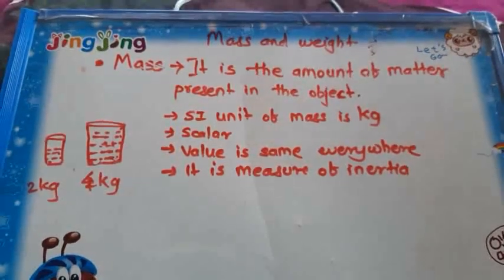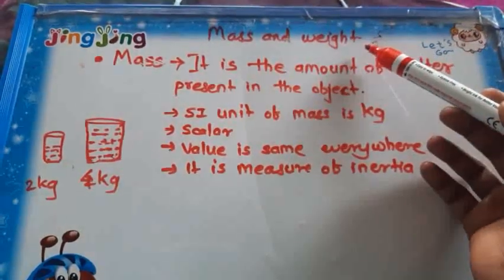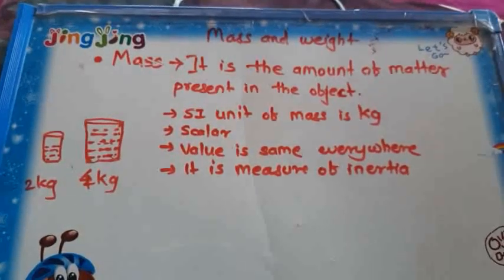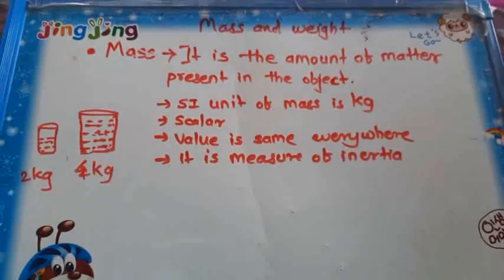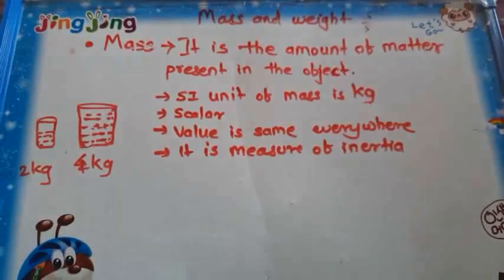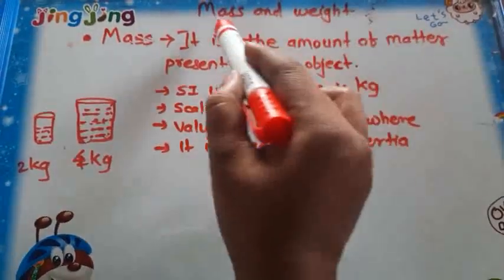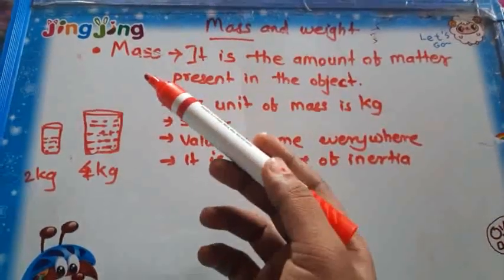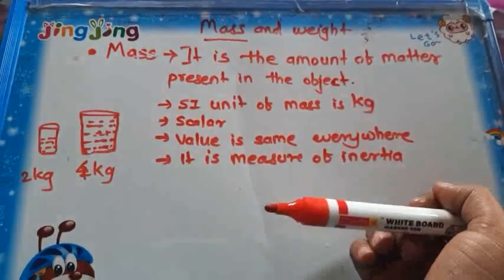So we will start today's session with the point mass and weight. What do you think? Mass and weight, are these both things the same? Answer is no. Why are they different? When we learn this, you will get to know. So first we will focus on mass. Mass can be defined as the amount of matter present in the object.